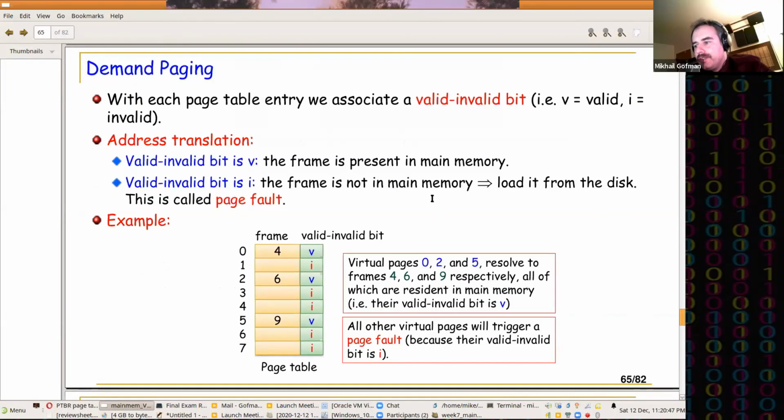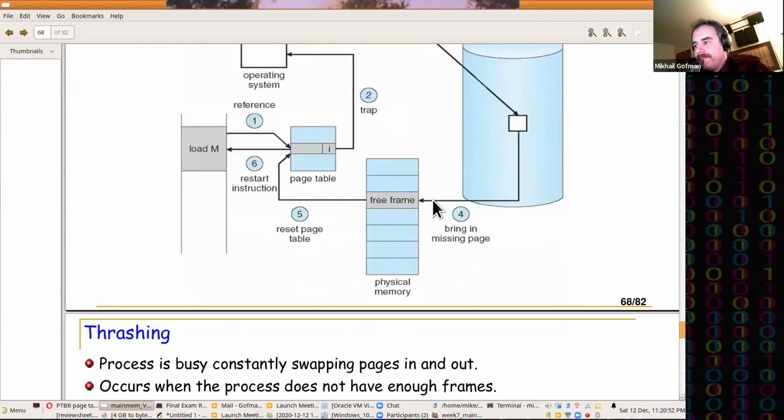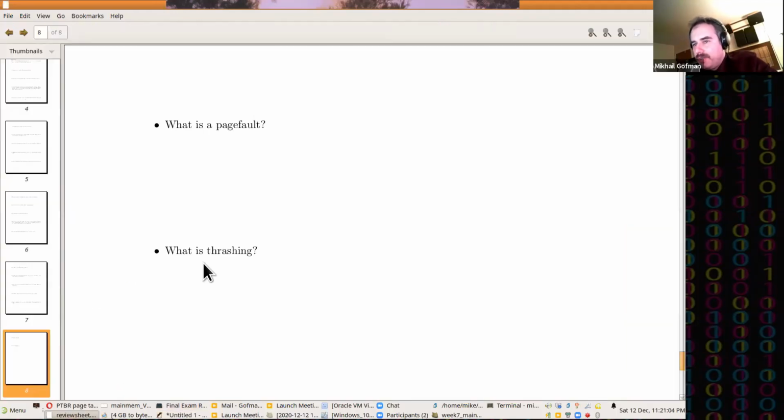What is it? 65 to 68. Okay, 65 through 68, because this is essentially copy and paste. So I'll just put that down there instead of copying and pasting all of the slides. And thrashing, which is the next question, is a related concept.